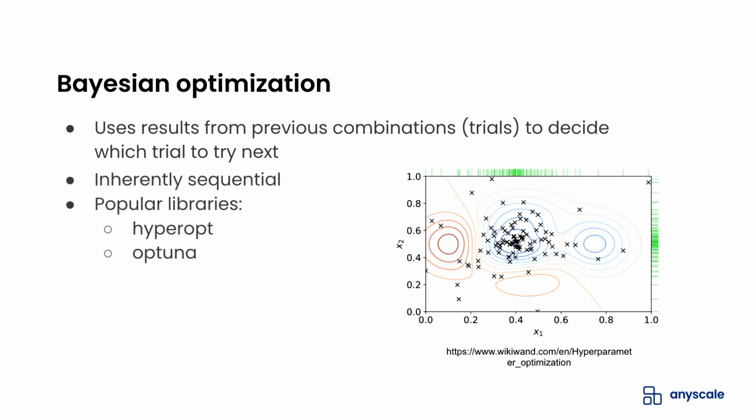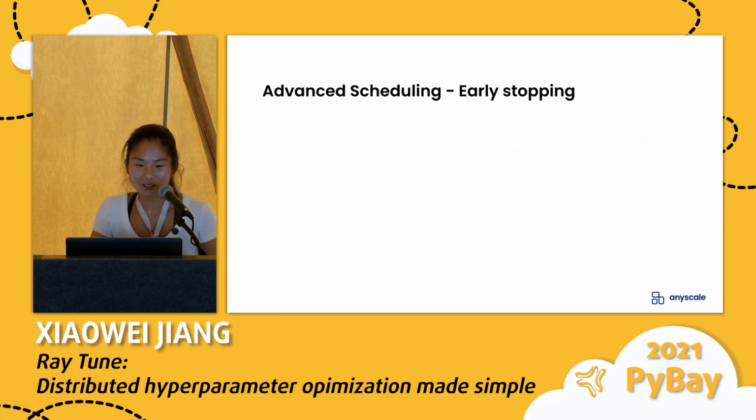Of course, there's a problem with Bayesian optimization as well, because as you can see, it's inherently sequential in the sense that you really need to use the results from previous trials to decide what is the next one to try. There are several popular libraries for Bayesian optimization, including HyperOpt and Optuna, both of which are integrated into RayTune.